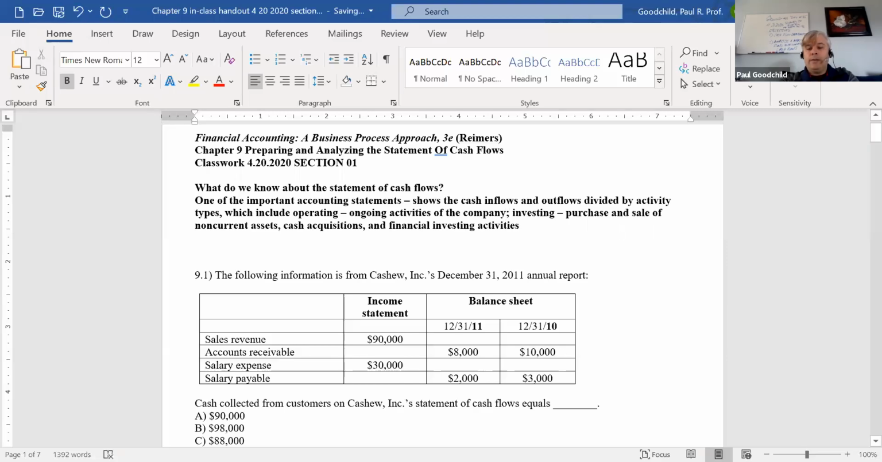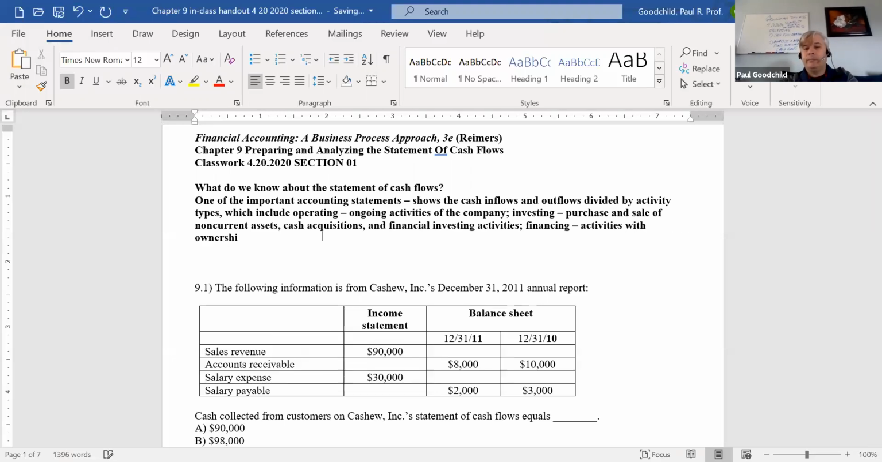Okay. The last one is financing. And these are activities with ownership, shareholders, and debt holders, excluding interest expense, which is an operating activity.